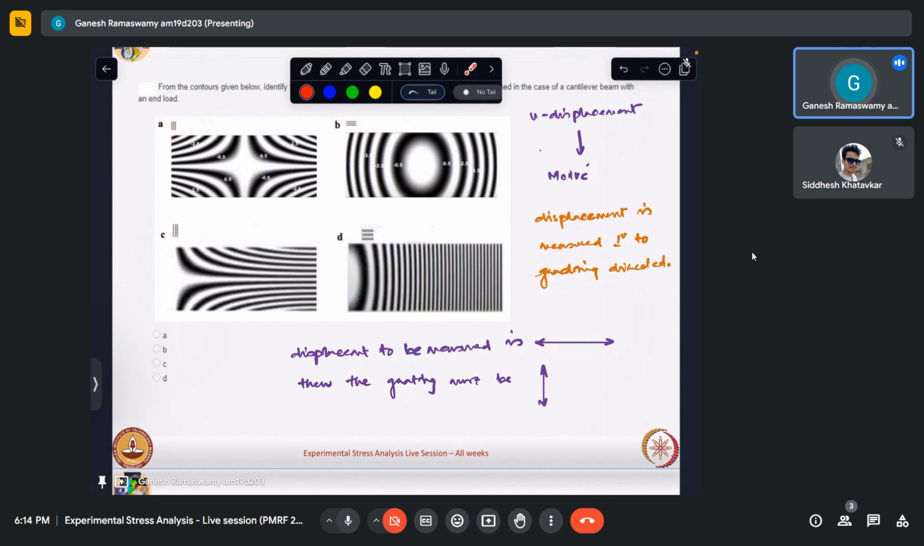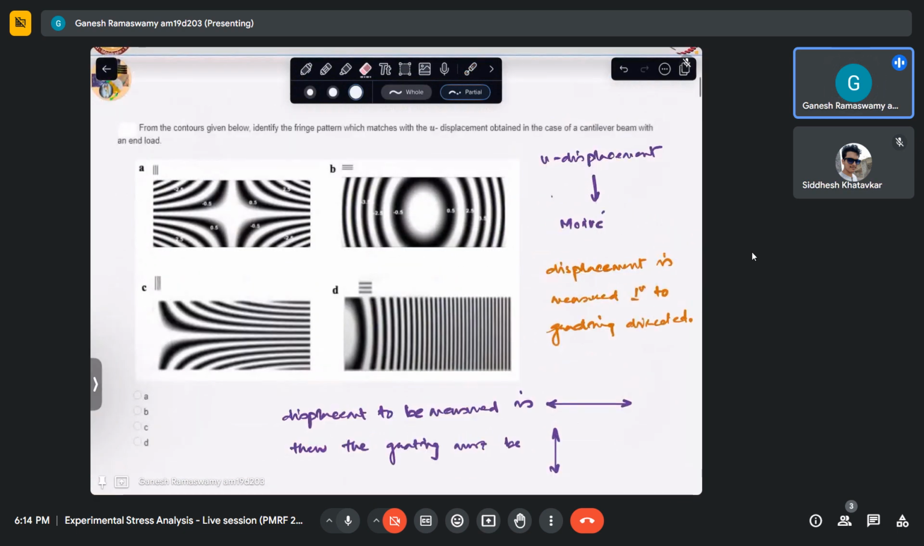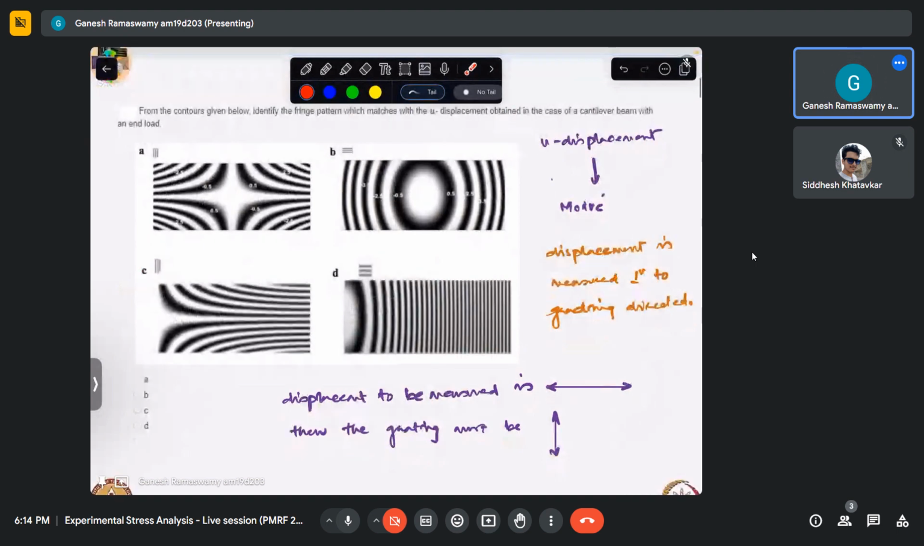Now the question comes, we have to be problem specific. The question says this is for the cantilever beam. Now we know that a cantilever beam with an end load is not a symmetric problem. And from this very problem, we can see that U displacement is symmetric about these two axes here, which is why this cannot be the answer. Hence, this C represents the U displacement for the cantilever beam.